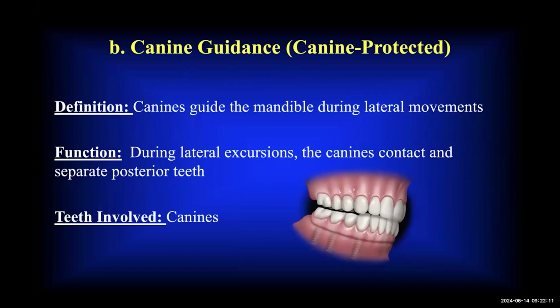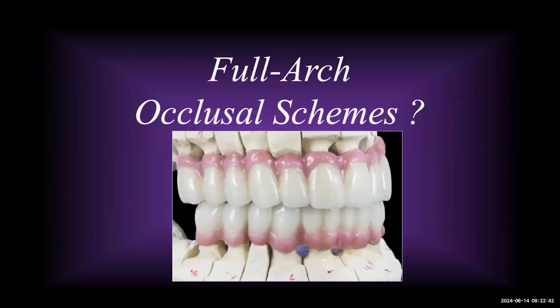Whereas canine guidance, or some people call it canine protected, this is where the canines actually guide the mandible during lateral movements, the working and the non-working movements that I just talked about. So it is imperative that these canines, especially in a natural dentition, can move slowly and basically separate those posterior teeth. So canine guidance is only involving the canines. Now, with all that being said, that is the terminology that we're going to discuss in today's webinar.